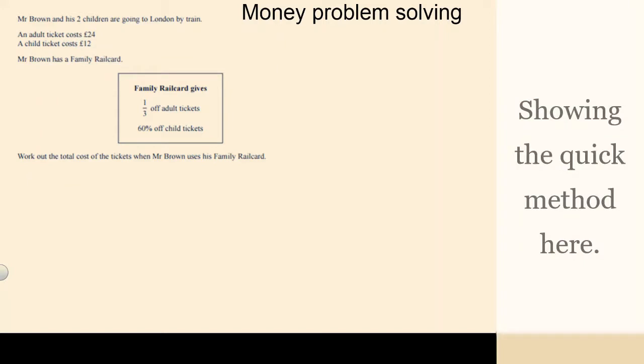Right, quicker way to do this would have been like this. You're taking 1/3 off. So just what's remaining? If you're taking 1/3 off, 2/3 is remaining. So you're working out 2/3 of £24. Remember, this is for the adult.